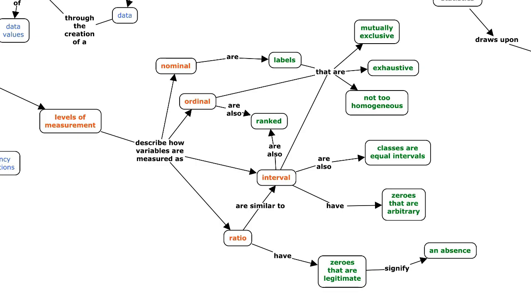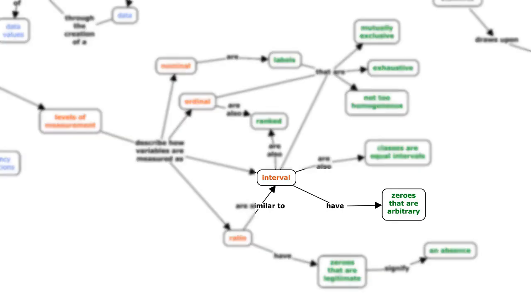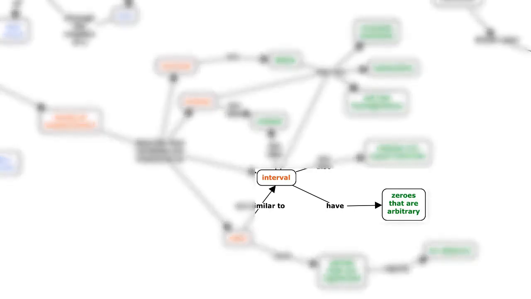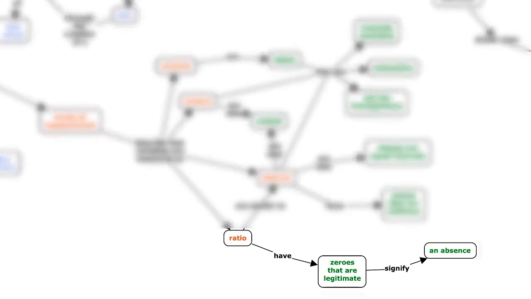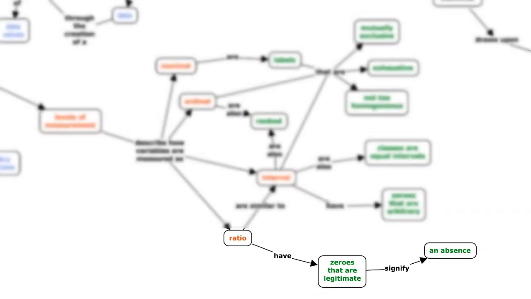But let's take note of this particular value or measurement of 0. In this case, 0 is arbitrary. It does not signify the absence of temperature. The 0, in this case, is said to be arbitrary. And here is the characteristic that makes the final level of measurement, ratio, different from the interval level of measurement. When we measure a variable that is said to be of a ratio level of measurement, we know that the 0 in this case signifies an absence.